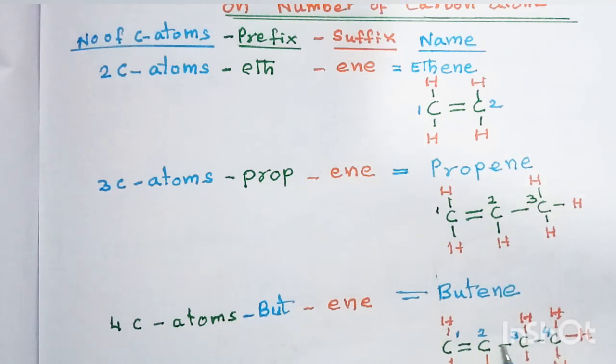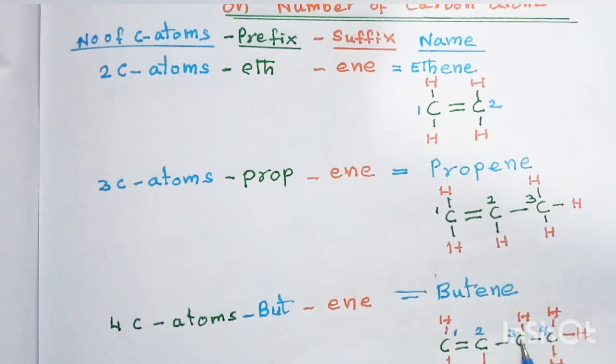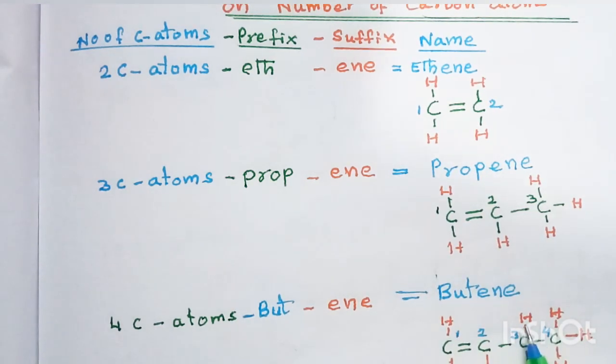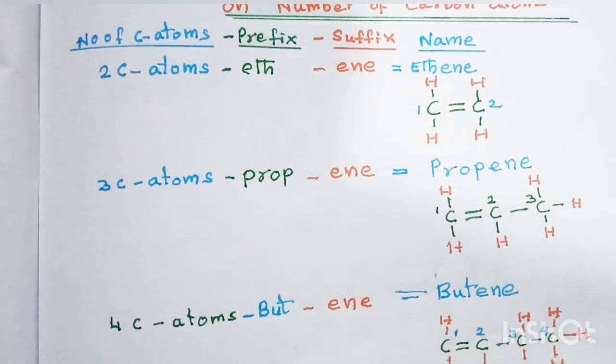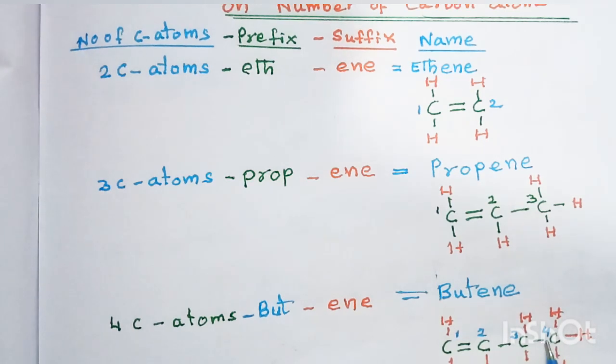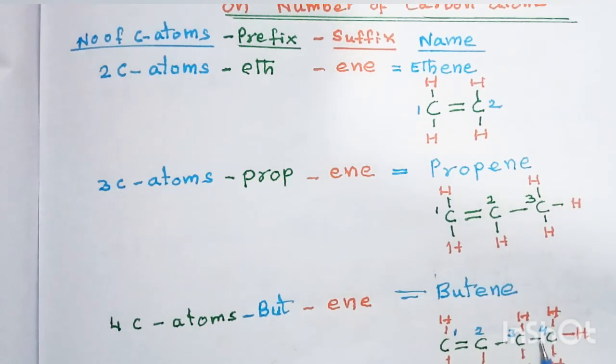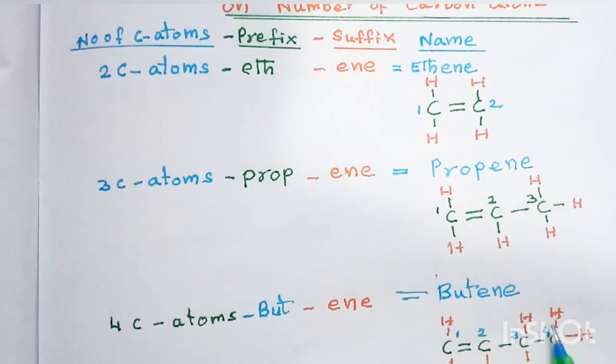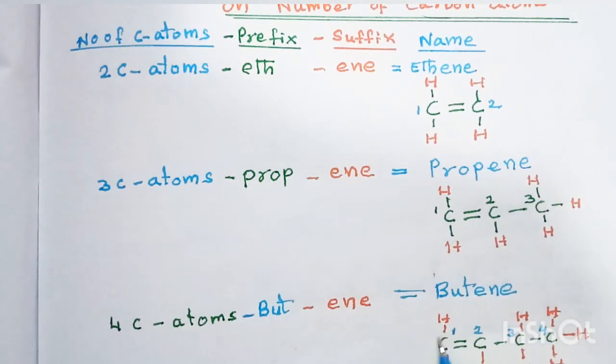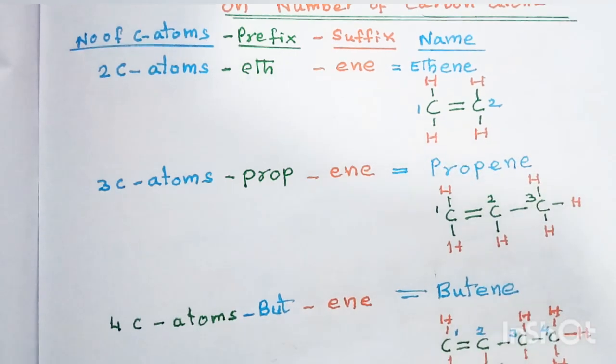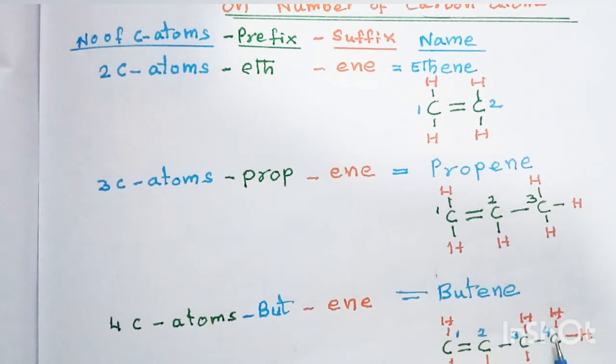The third carbon has a carbon-carbon single bond and another carbon-carbon single bond. So it needs 2 more bonds to become stable. So it will have 2 hydrogen atoms attached to it. The fourth carbon has a single carbon-carbon bond. So it needs three more bonds to become stable. So three hydrogen atoms are attached to the fourth carbon. So butene means CH2 double bond CH, CH2, single bond CH3. This is butene.